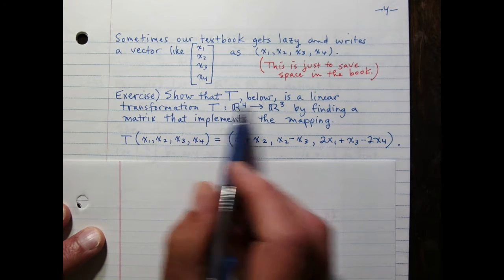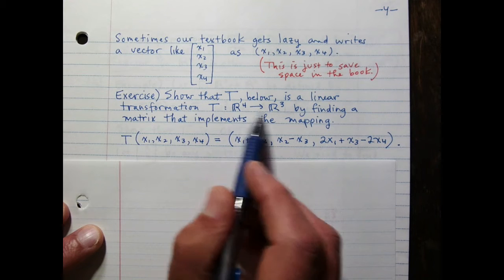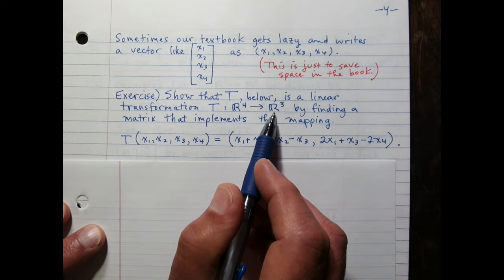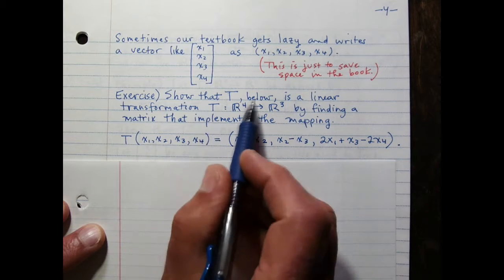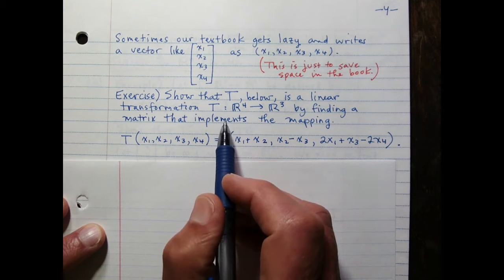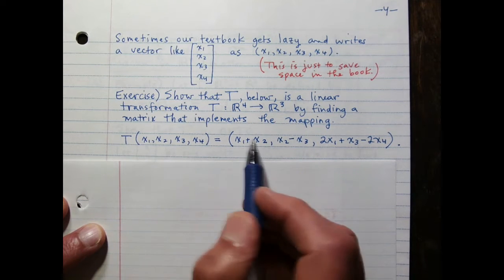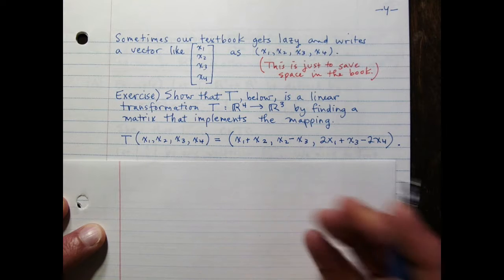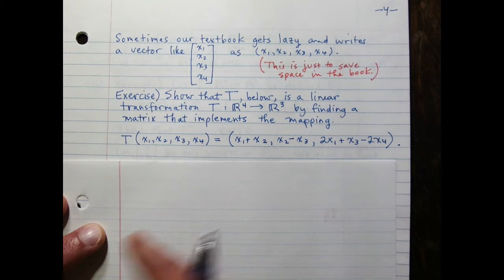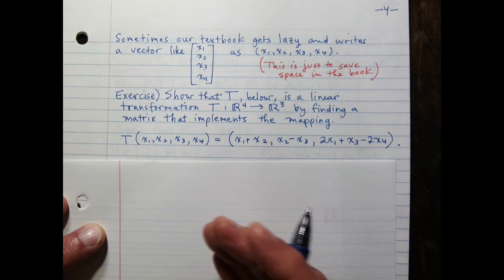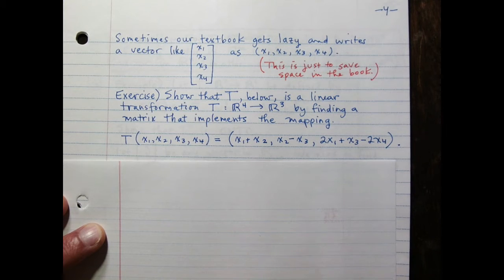Suppose that T below is a linear transformation from R4 to R3. And what we want to do is show that T is a linear transformation here by finding a matrix that implements the mapping. So right now it's just a function. And how do we know it's a linear transformation? Well, if we can show it's equivalent to matrix multiplication, then any matrix multiplication transformation is a linear transformation. So this one must be.